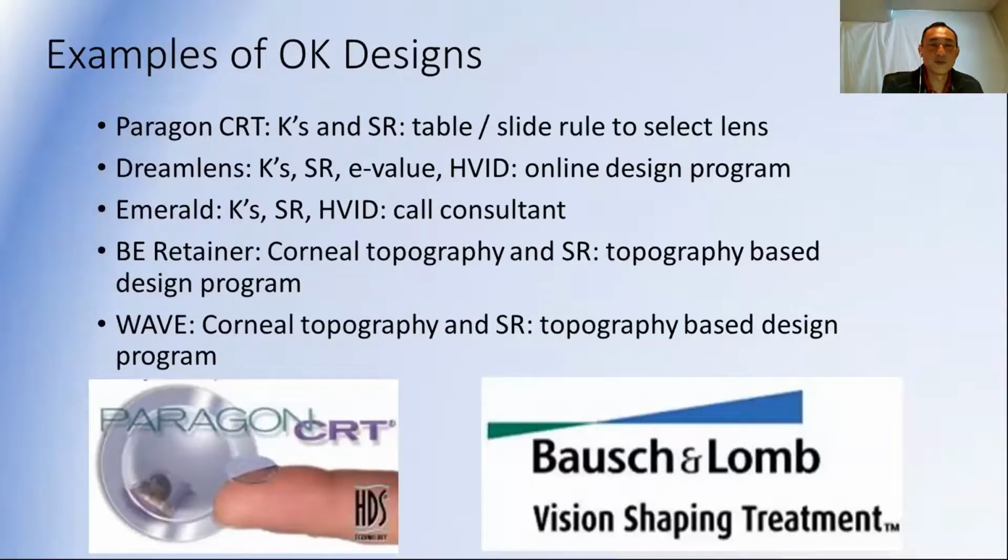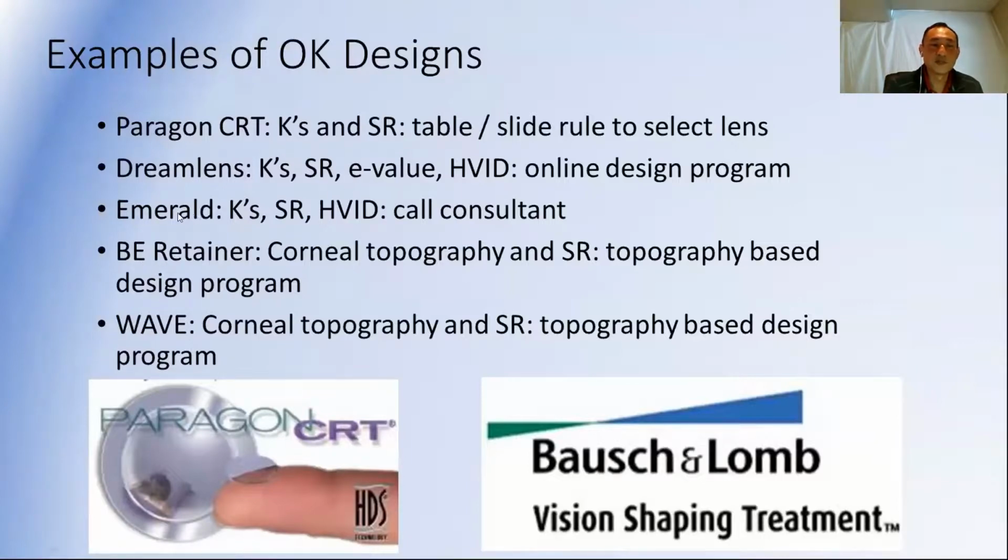Here are some examples of Ortho-K designs. In the US, there's 2 umbrellas for what's FDA approved. One is the Paragon CRT, corneal refractive therapy lens, and the other one is the Bausch Vision Shaping Treatment, or VST system. The VST design, or VST system, actually consists of 11 different designs. I work with 4 of them: the Dream Lens, the Emerald, the BE Retainer, and the Wave design.